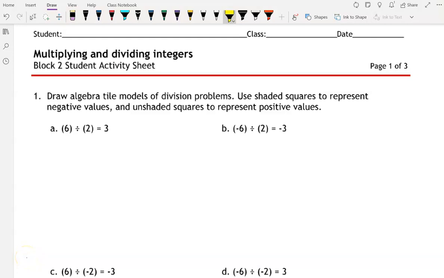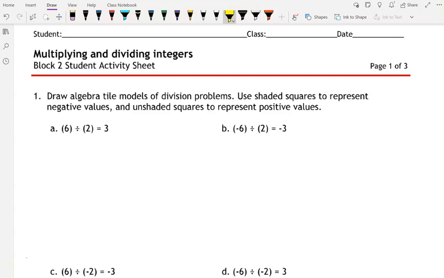Hey, welcome back. We are taking a look today at topic 6, block 2, and we are focusing on this block with division. The last block we looked a lot at multiplication with integers, and now we're going to be looking at division with integers, using algebra tiles to make sense of division with integers. So let's get started right away.